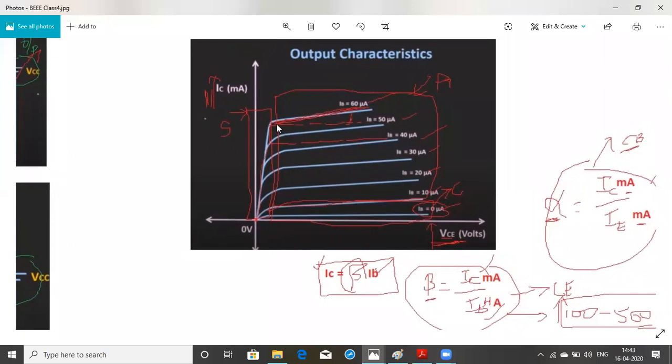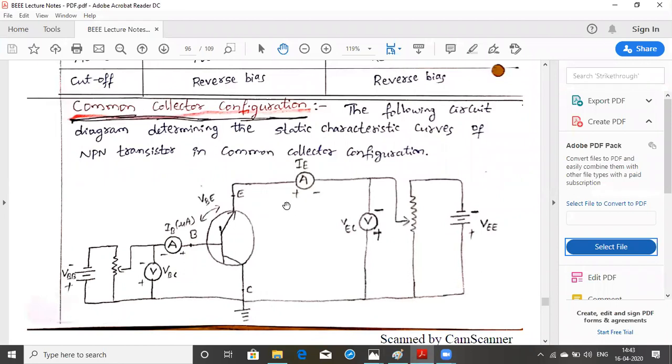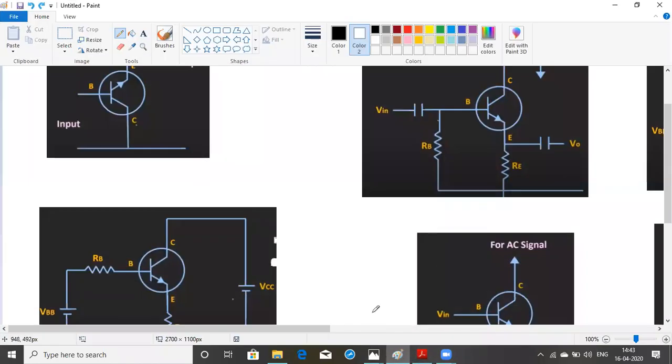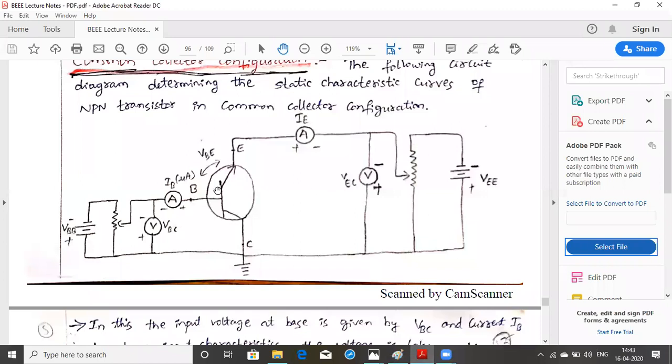Now let us discuss the common collector configuration, after yesterday's hour on the common emitter. What actually is the common collector configuration? It is the same configuration, but here the collector is common. If you see here, the collector is common between the input and the output. Okay, we are going to call it a common collector. So this is actually the same thing.